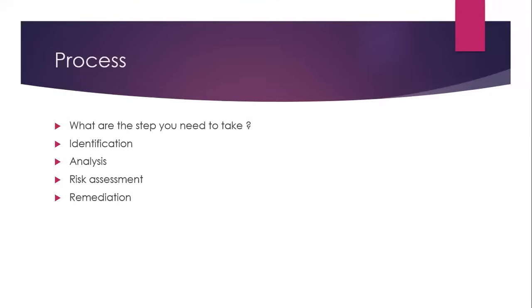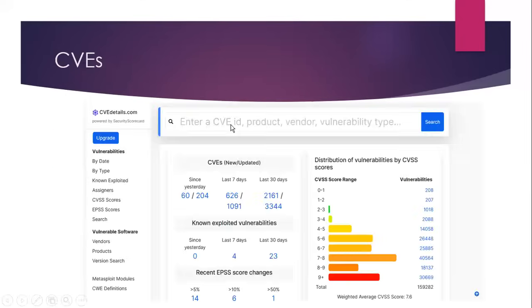So when you have been able to identify a vulnerability, you analyze it. Then you know the risk, you have to assess the risk, what is the risk value of this vulnerability. Then you move to how to remediate. So just like what I showed you the other time, we have different kinds of vulnerabilities.